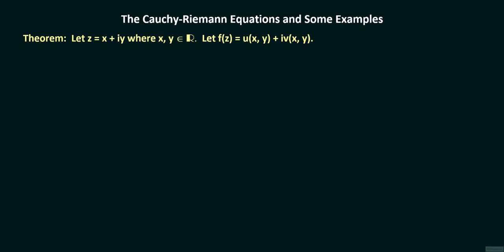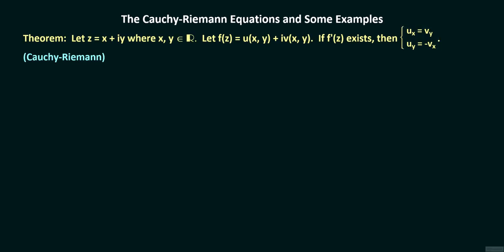If f is differentiable at z, or that f prime at z exists, then u sub x, or the partial derivative of u with respect to x, equals v sub y, which is the partial derivative of v with respect to y, and the partial derivative u sub y equals minus the partial derivative v sub x. All these partial derivatives are evaluated at z. These two equations together are called the Cauchy Riemann equations.